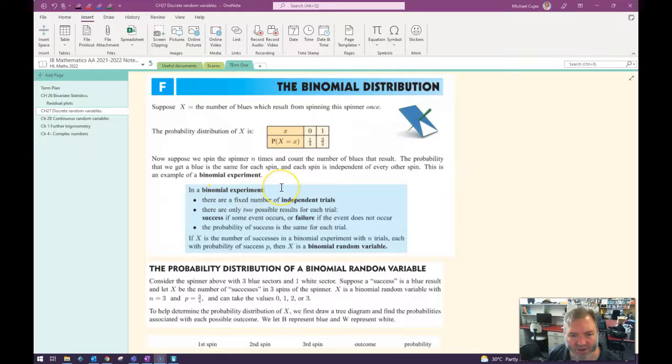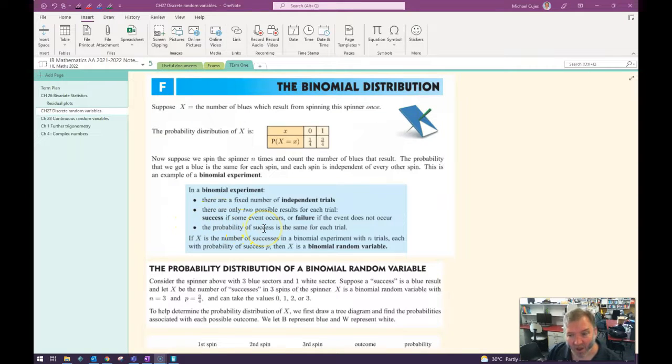So, a binomial experiment. Bi is an indication that it's going to involve two, isn't it? Two outcomes. In a binomial experiment, there are a fixed number of independent trials, so I'm going to do something and I'm going to repeat it over and over again. There are only two possible results, two outcomes. We classify one of them as a success and one of them as a failure. It doesn't really have to be that a success is a positive thing and a failure is a negative thing. It's just one that we're looking at and one that we're not looking at. One that we're counting and one that we're not counting. The one we're counting, the one we're interested in, that's what we call a success.